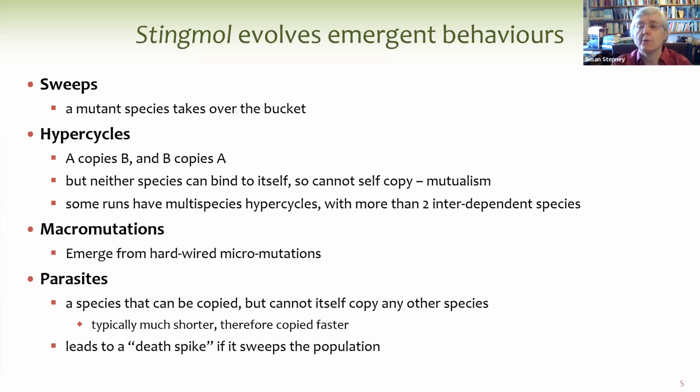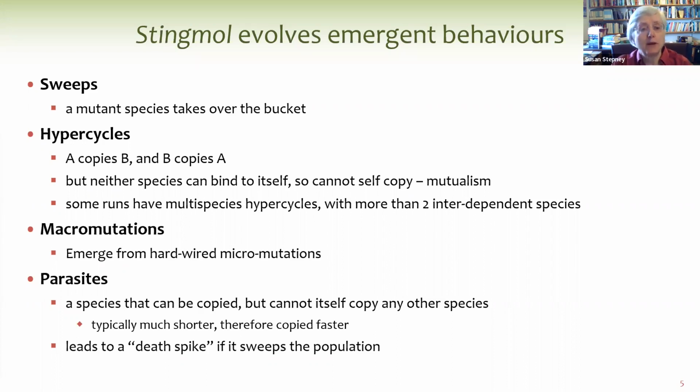So there's a mutualism that goes on. The only way that A and B can replicate is by copying each other. And in fact, some runs we've noticed multi-species hypercycles with more than 2 interdependent species like this. We also noticed the emergence of macro mutations.